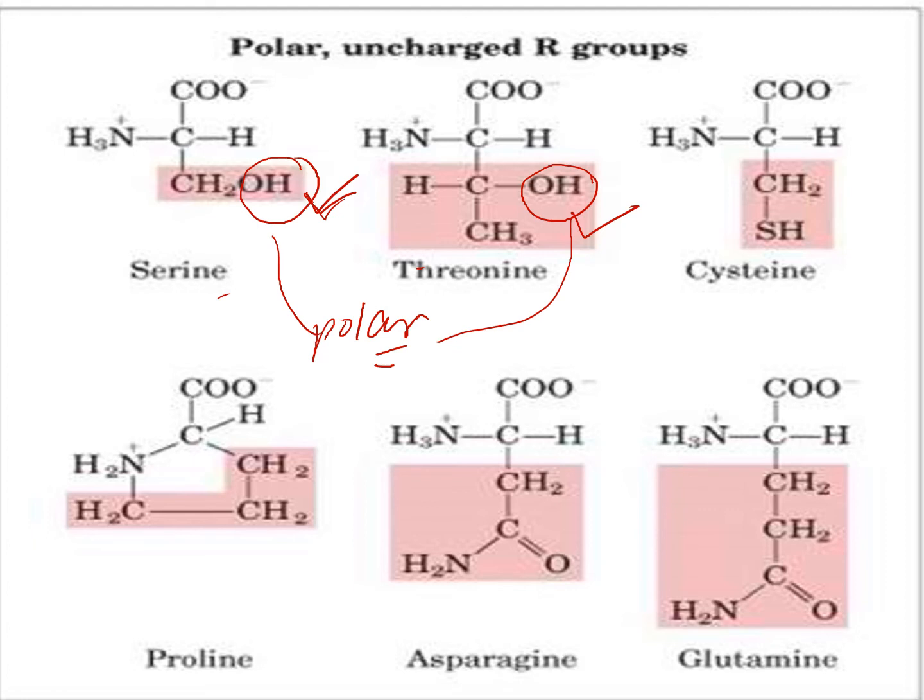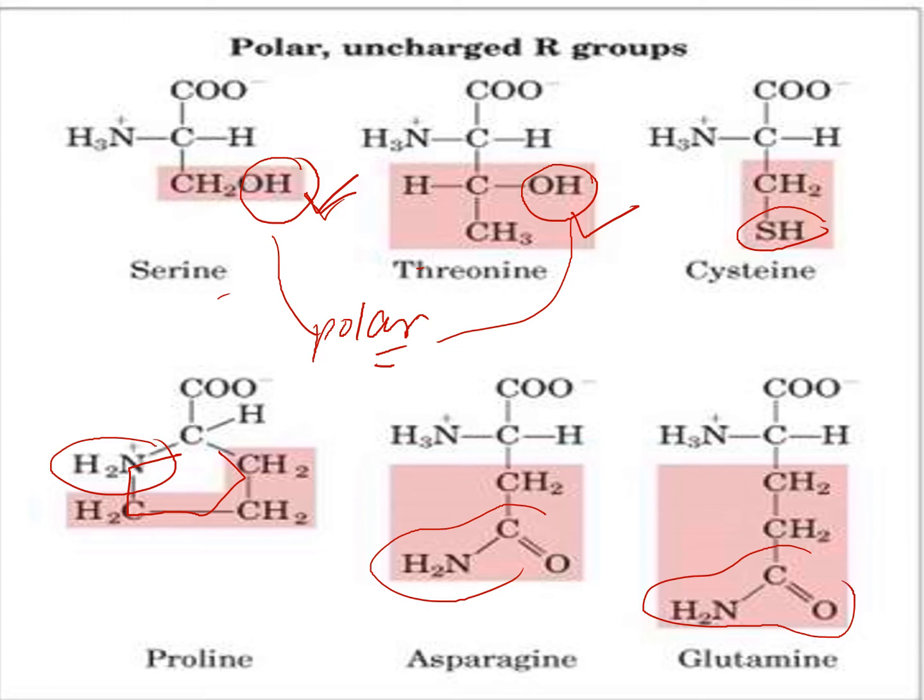In the side chain of cysteine, we have the sulfhydryl group, which makes cysteine polar. For proline, the ring structure of proline, plus the fact that there is what we call an amino group attached in the side chain of proline, makes proline quite polar. Asparagine and glutamine have amide groups in their side chain, and amides can basically form polar interactions also.